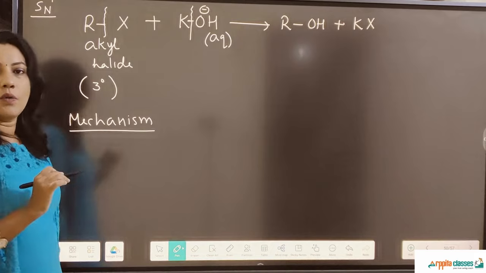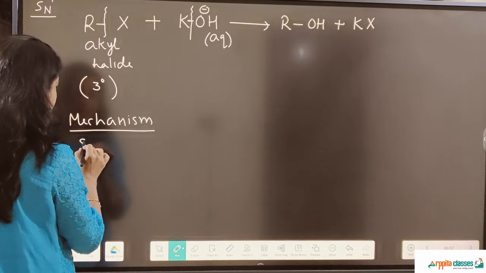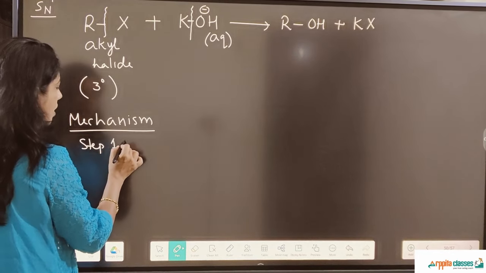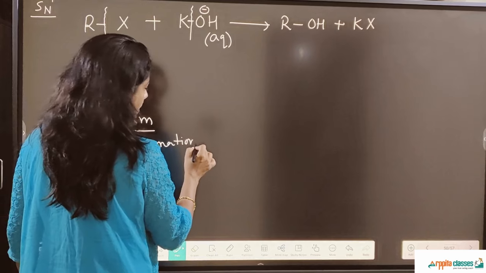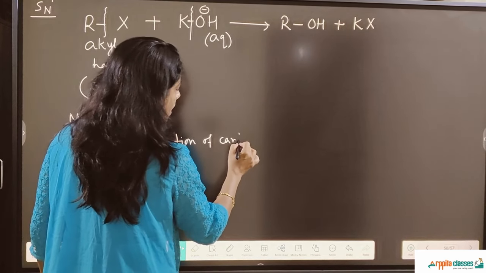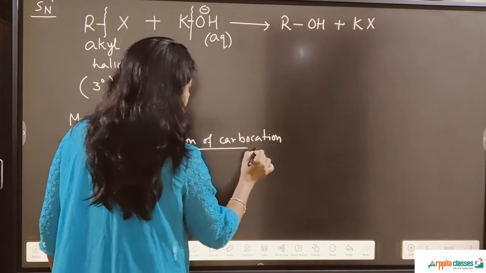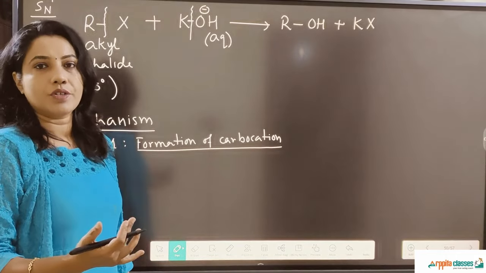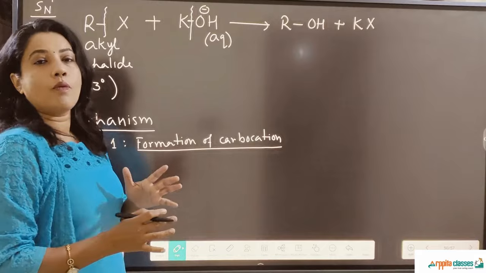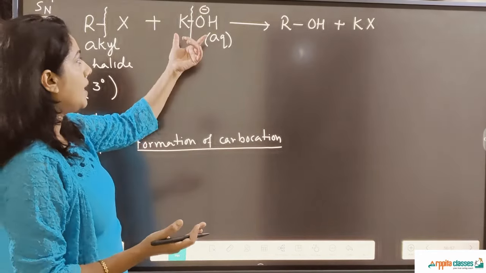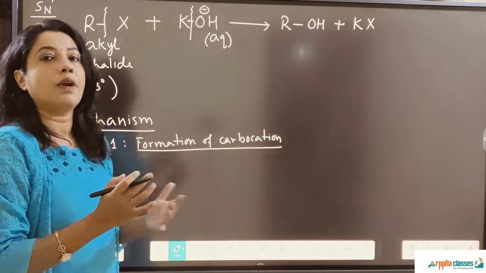This reaction, which is the SN1 reaction, happens in two steps. Step number one is the formation of carbocation. So in this reaction, the nucleophile doesn't attack in the first step. First is carbocation formation. Here the attacking nucleophile is a weak nucleophile, and that is why it does not attack in the very first step.